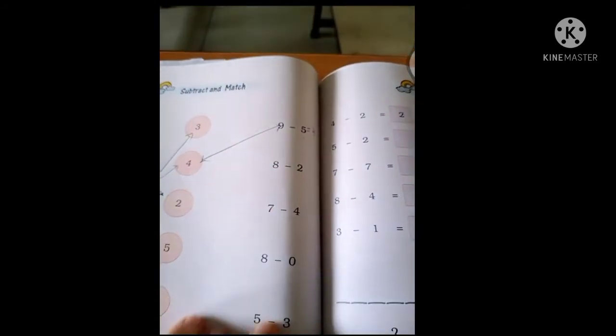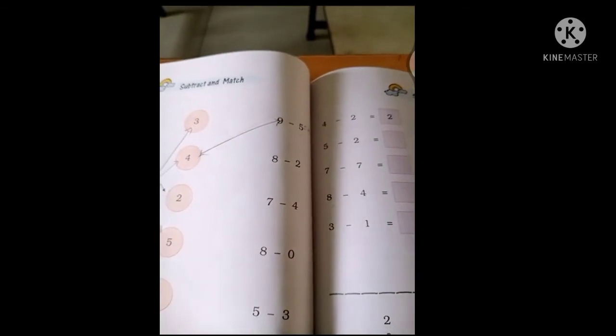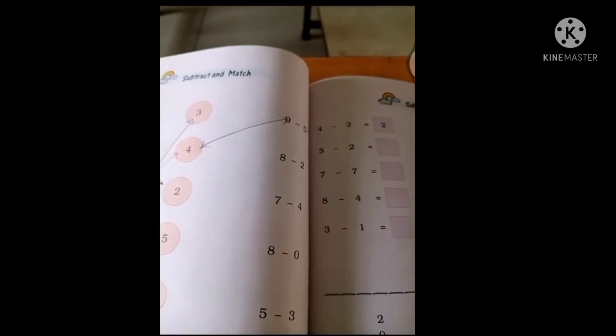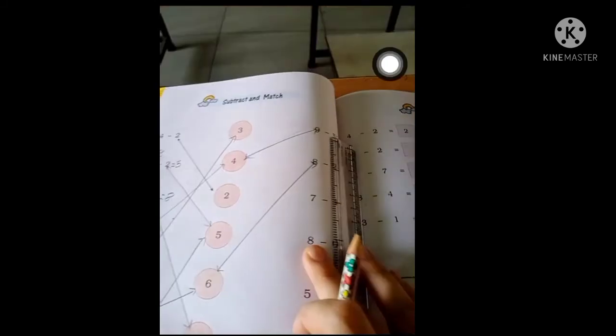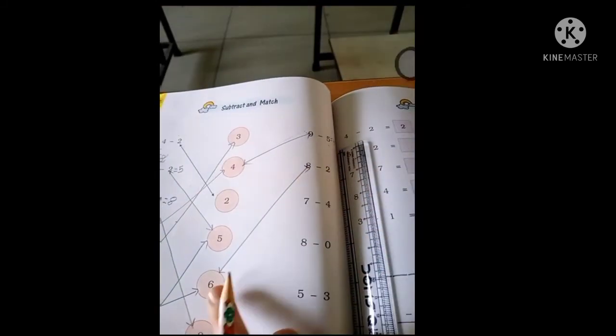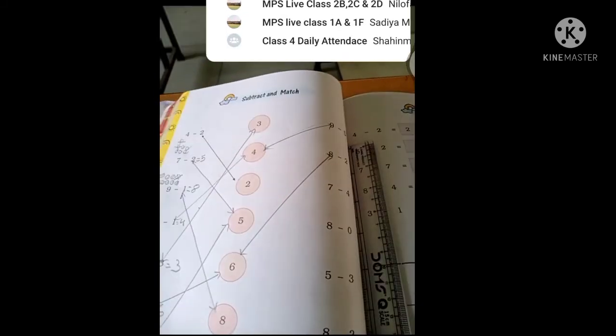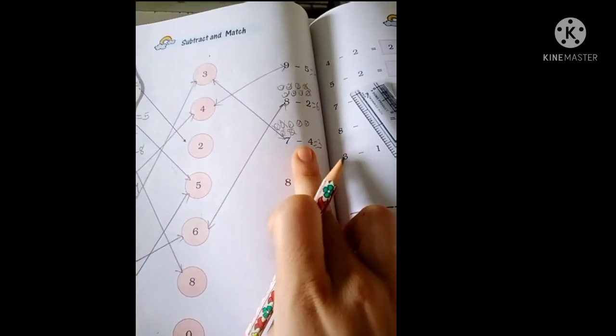Next question is 8 minus 2. So if we are doing 8 minus 2, what answer will we get, students? 8 minus 2, we get answer 6. 6. Then 7 minus 4.